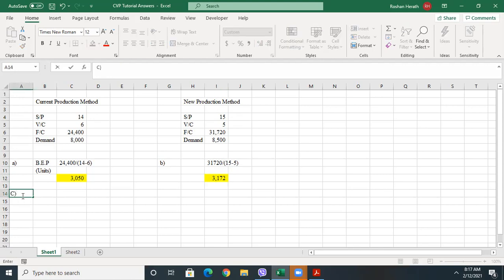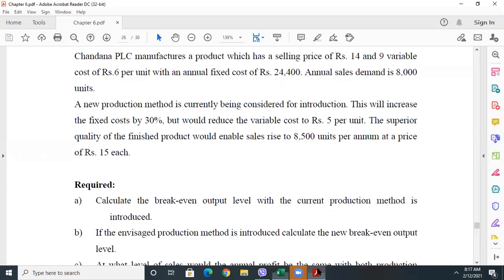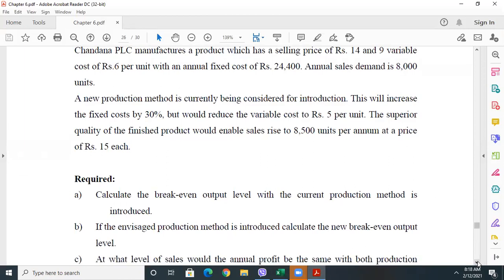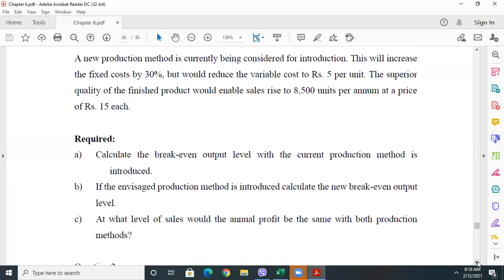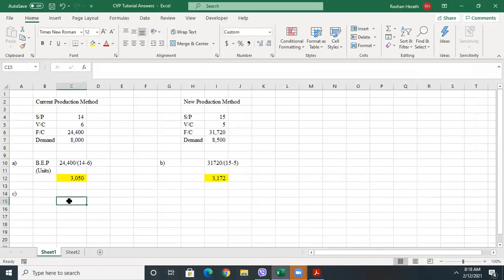Moving on to part C, it asks at what levels of sales would the annual profit be the same with both production methods. That's what it asks. Okay, let's look at it. Here the easiest way is to compare the profit formula. It's about the contribution per unit.